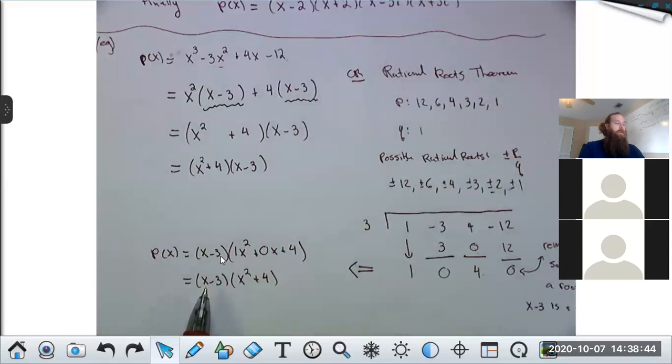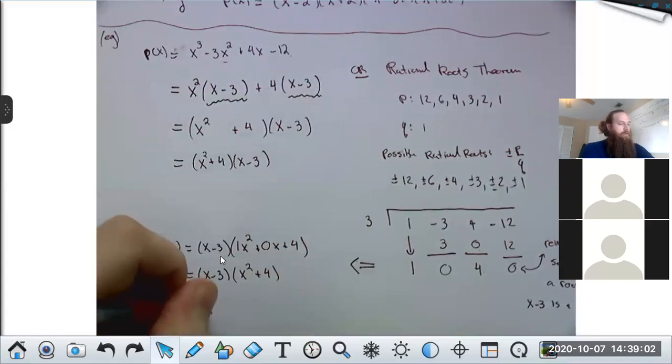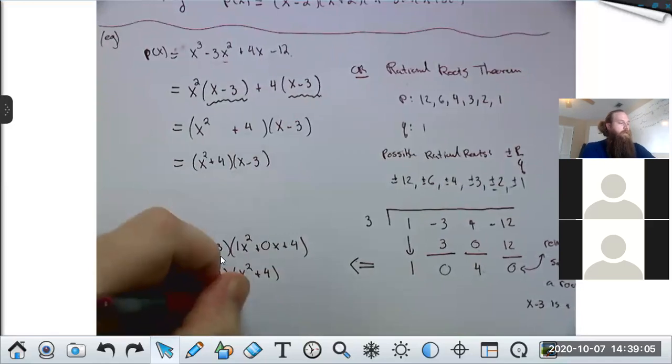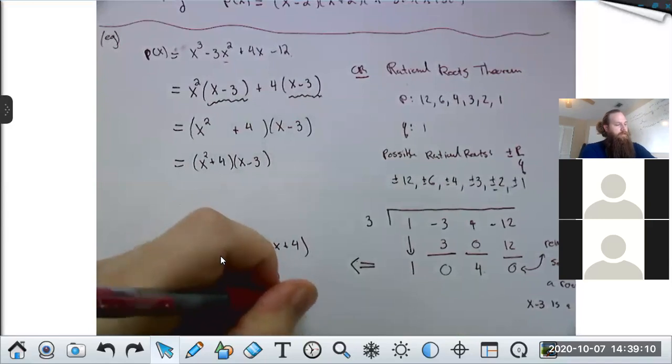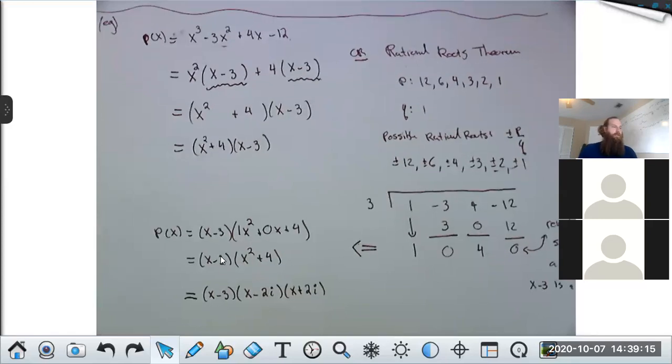For factoring into linear and irreducible factors, we're done. This is a linear factor, and this is an irreducible quadratic factor. But if you wanted to factor entirely into all linear factors using complex numbers, this would be x minus 3 times x minus 2i times x plus 2i. So a minute ago you asked, is there a formula for the sum of squares? Yes, but not involving real numbers.